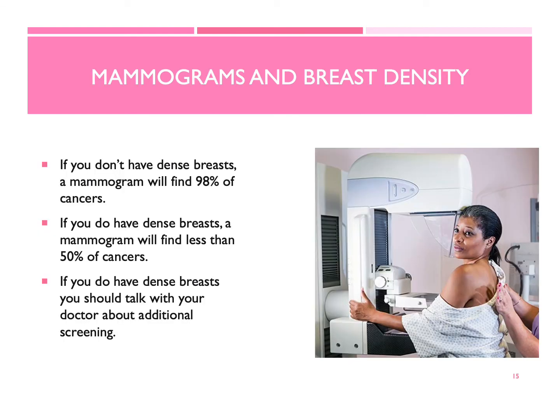So as we saw on the previous slide, dense breast tissue on a mammogram is white, and cancer also appears white. Therefore, the more dense tissue you have, the more difficult it is for the mammogram to find cancer. If you don't have dense breasts, a mammogram will find around 98% of cancer in your breasts. But if you do have dense breasts, that percentage decreases to less than 50%. If you do have dense breasts, it is important to discuss additional options for screening with your doctor.